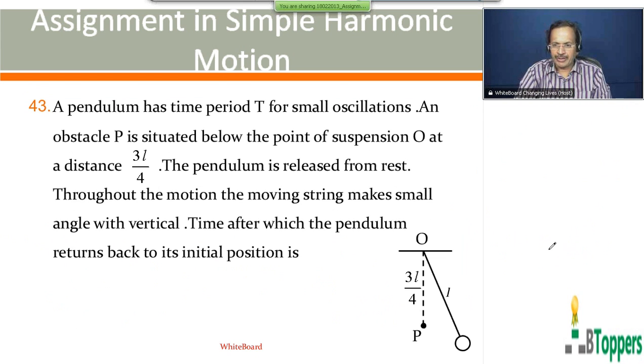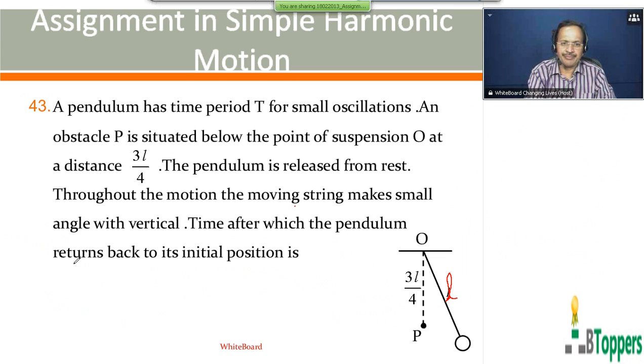See question number 43. A pendulum has period T for small oscillations. An obstacle P is situated below the point of suspension at a distance 3l/4. Of course, you understood that small l is the length of the original pendulum. The pendulum is released from rest. Throughout the motion, the moving string makes a small angle with the vertical.